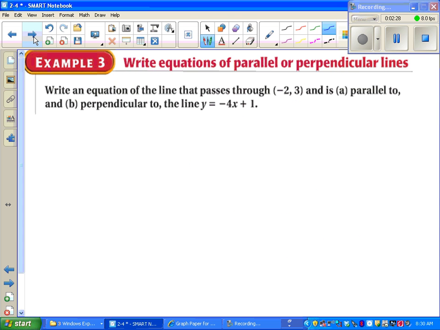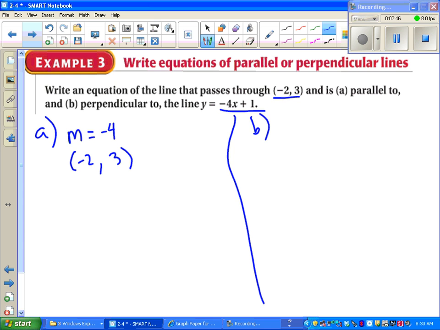This next problem is asking us to do two things. In part A, we want to draw a line that is parallel to -4x plus 1. So that tells us our slope should be -4. And our point, which is given to us, is -2, 3.